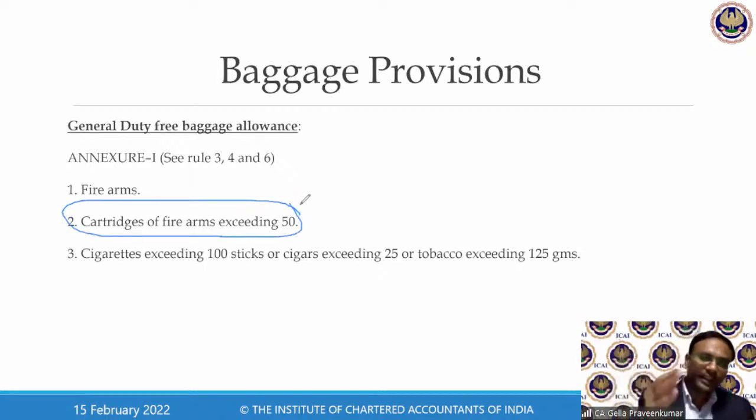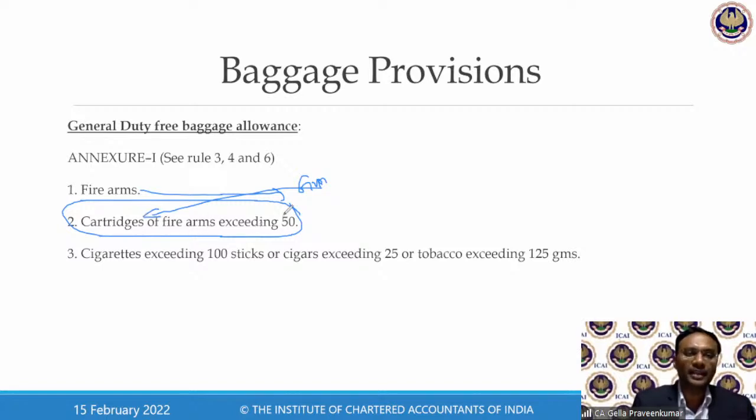So up to 50, it is a duty free baggage. Once I exceed 50, it is not a duty free baggage. For those who don't understand, firearm is nothing but your gun. So when I carry a gun, I need to have bullets. So for that, I have a cartridge called cartridge of firearm exceeding 50. Up to 50, I can call as a duty-free baggage. If it is exceeding 50, then it's not called as a duty-free baggage. Probably I have to pay duty.